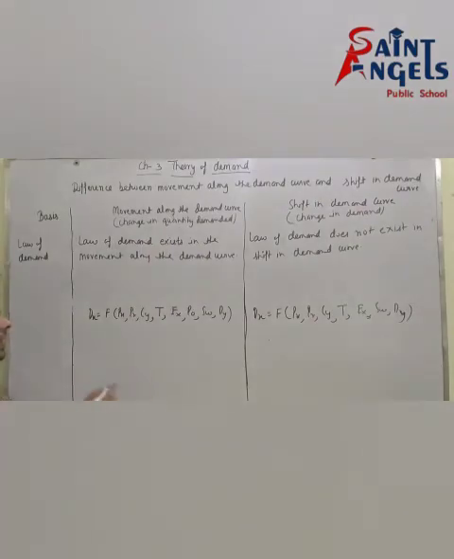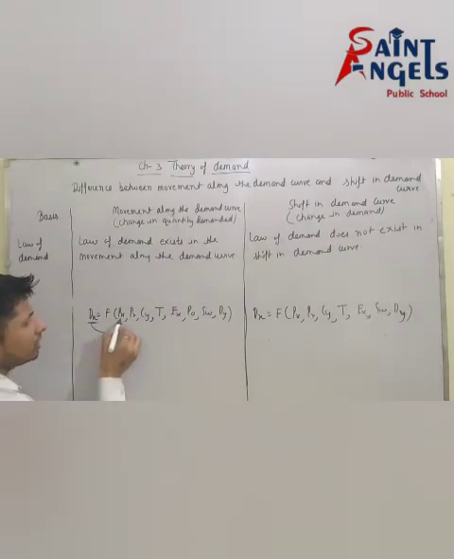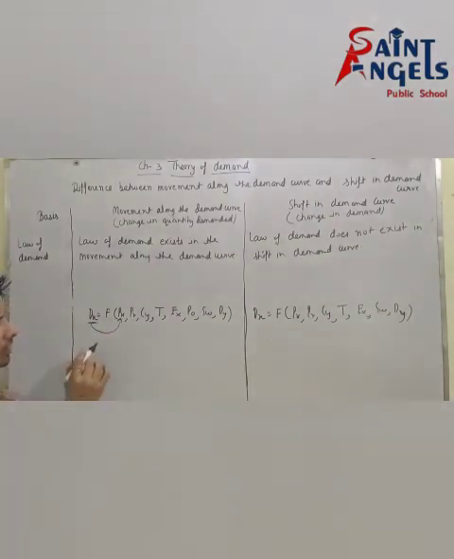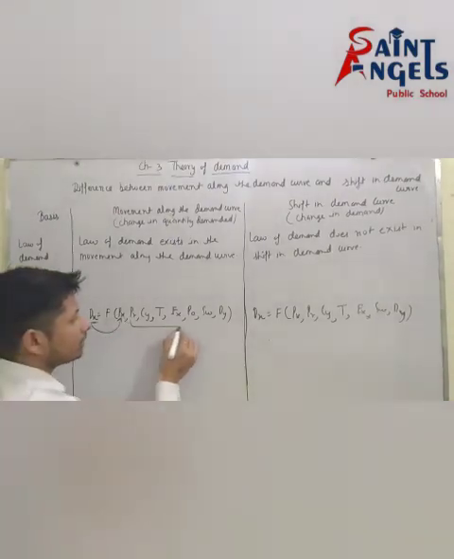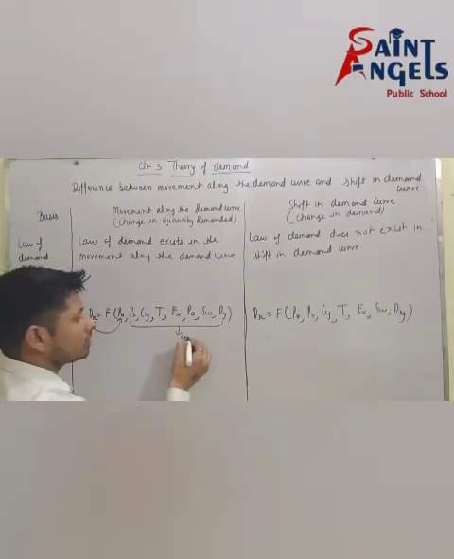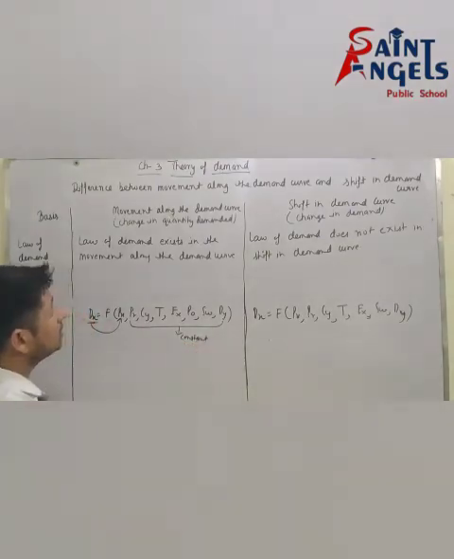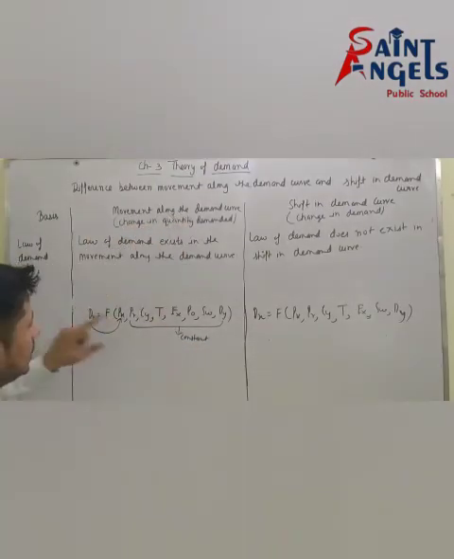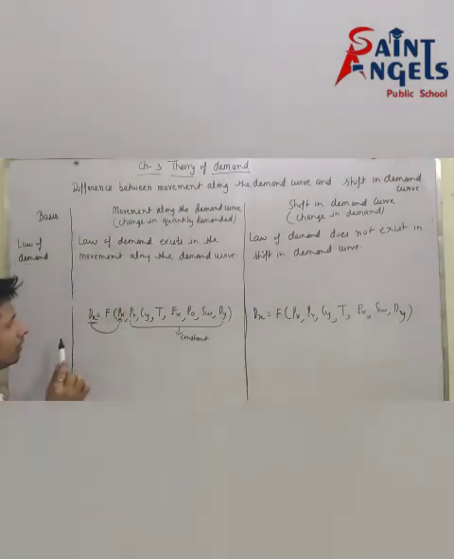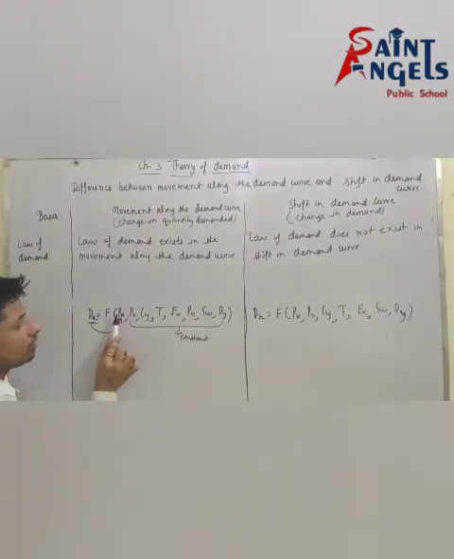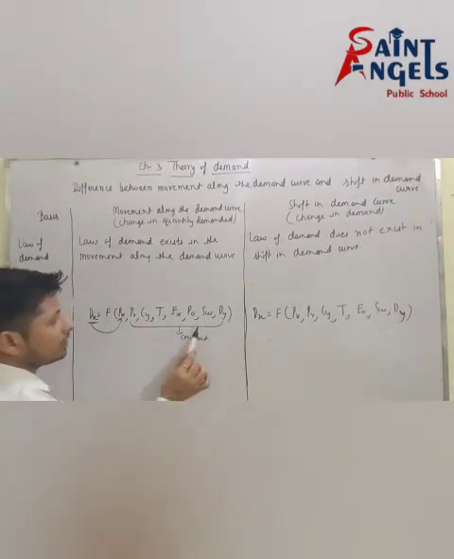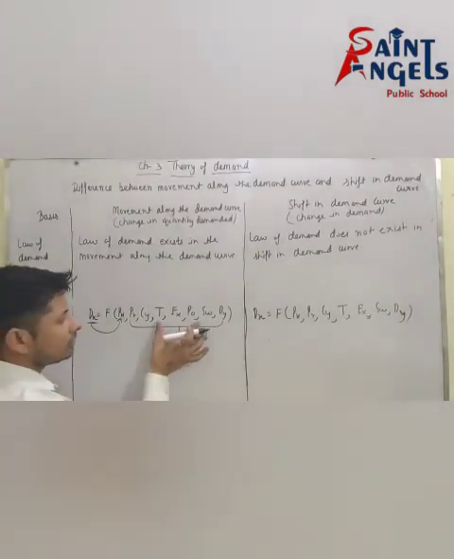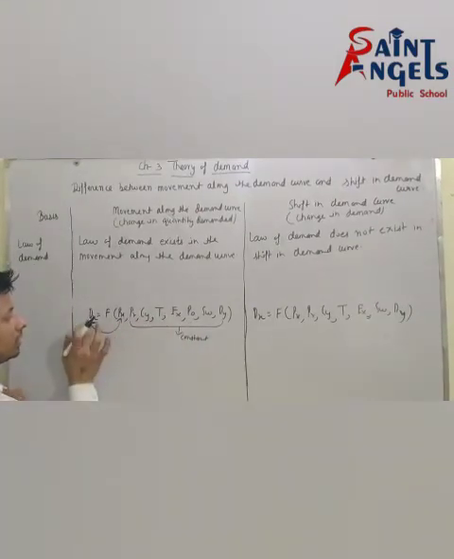Movement along the demand curve says that the demand of the given commodity is affected by a change in the price of the given commodity, and other factors remain constant. It means these other factors will not affect the demand of the given commodity.